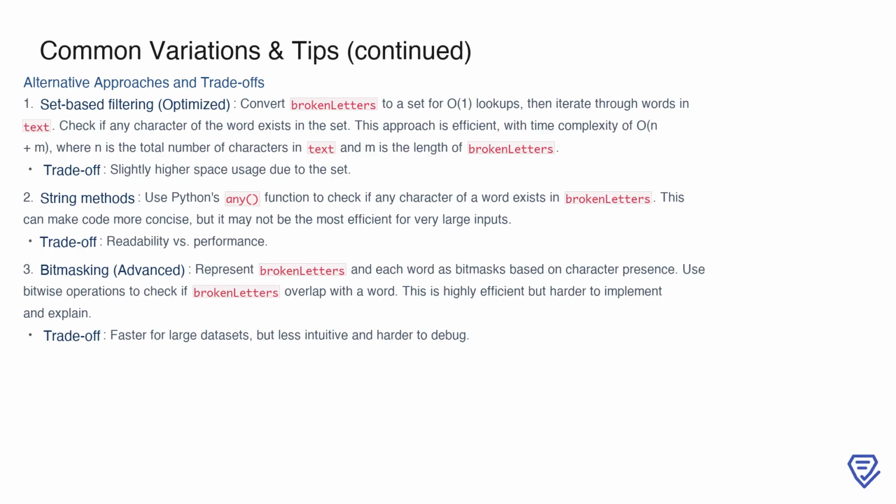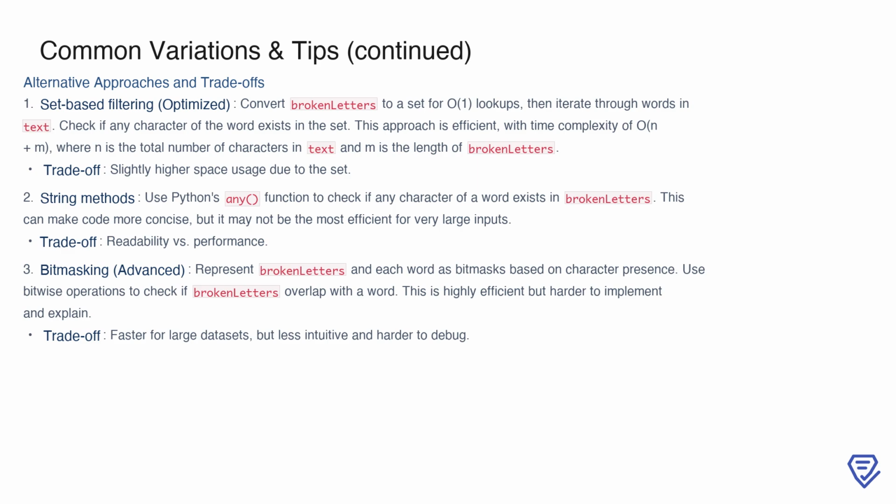Another approach is to use Python's built-in string methods, like the any function. This can make your code more concise, as it allows you to check for the presence of broken letters in a word with minimal lines of code. However, it may not be the most efficient method for very large inputs, so there's a trade-off between readability and performance.